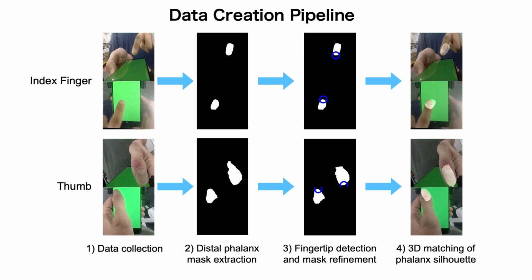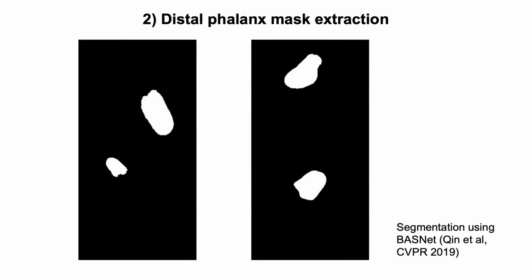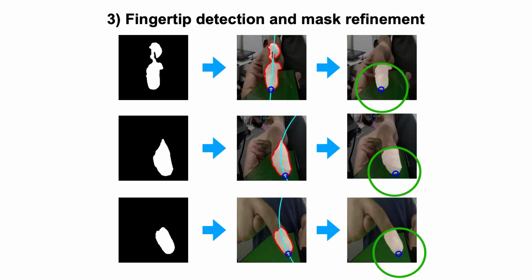The data creation pipeline consists of 4 steps and does not require any external sensor. After manually labeling a few images for initial segmentation, the process is also entirely self-supervised. The first step is collecting images from several people moving their thumb and index finger above the screen using the phone with the mirror mount. The second step extracts mask regions for the distal phalanges using the BASNet salient object detection network. The third step estimates the 2D location of fingertips based on the intersection of a polynomial fitting curve and mask contour. With the fingertip position, extra pixels not belonging to the distal phalanx region can be eliminated from the mask.